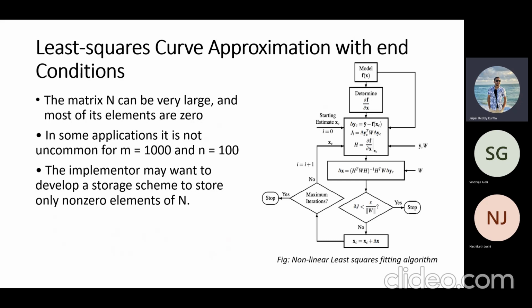The m and n values may go into billions or trillions, so that the equation continues for days, and may even increase the cost of considering the equation. So we are just using the simplest terms to go ahead. The implementer may want to develop a storage scheme to store only the non-zero elements of n.